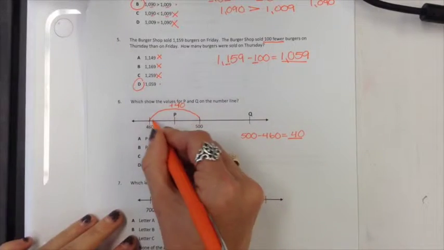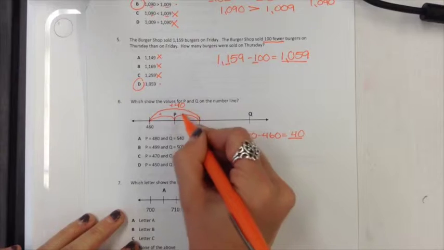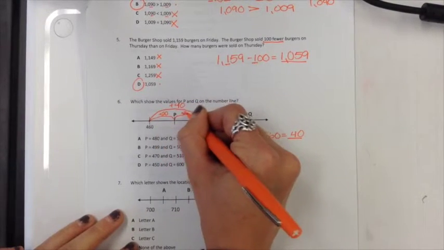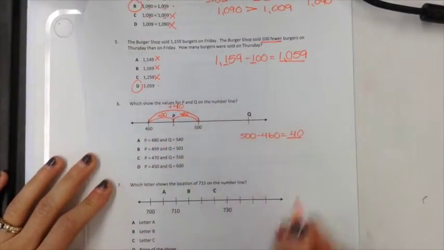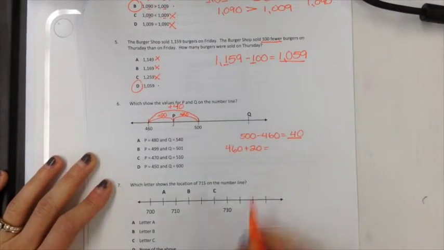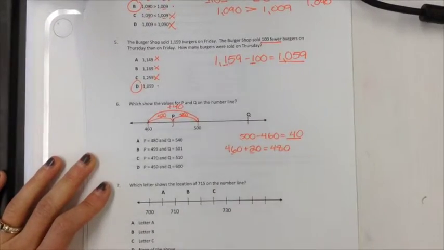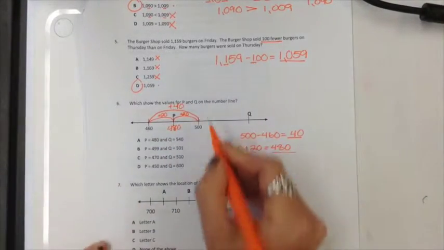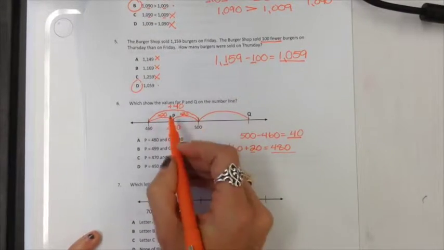This is about halfway. So half of 40, that means I'm going to add this much plus the same amount over here. I know doubles facts. 20 plus 20 equals 40. So 460 plus 2 tens equals 480. 6 plus 2 equals 8. So P is 480. And from 500 to Q, oh, that's the same as my first interval.